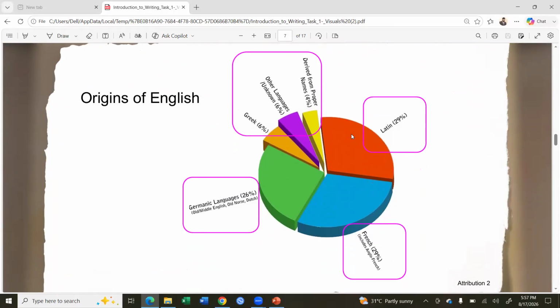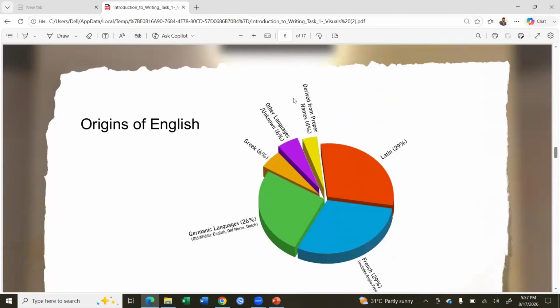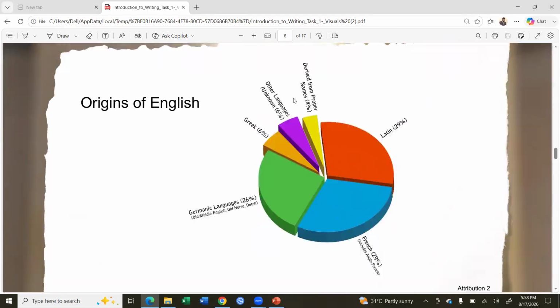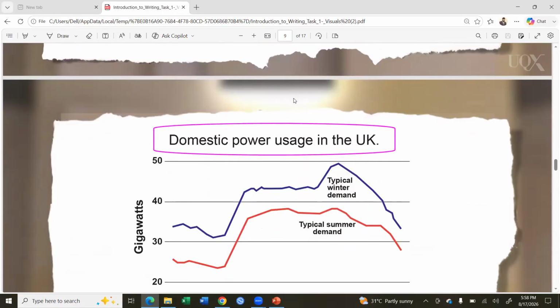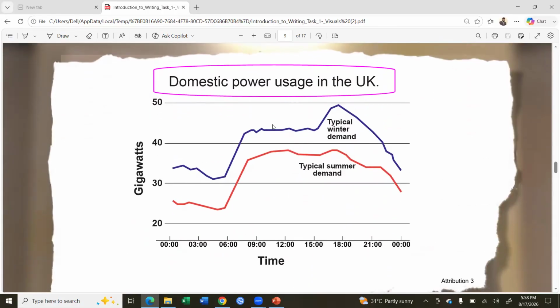You can see here, we have the highlight of the data, as I have already mentioned. Latin 29%, French 29%. This is how you select the data, right? Germanic languages 26%, and then other languages, they go in the same group. So this is how a pie chart would look like. Now, this is a graph, right?